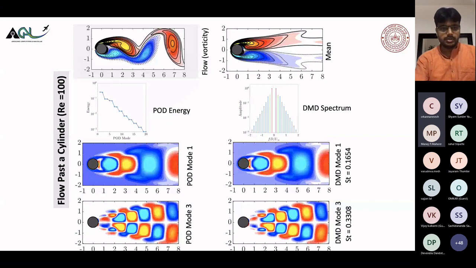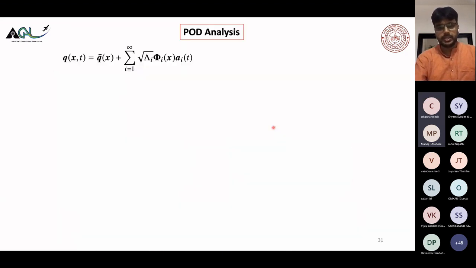Just to give you one example, the movie is not playing. So this is the flow past a cylinder at Re equal to 100, right? And this is how the periodic energy looks, and this is how your modes look. This is the mean vorticity, and this is the instantaneous velocity field. These are the modes, and if you add different numbers of modes, you will find flows which resemble the original flow. That's called a reconstruction of the flow. Similar things happen with DMD also, but I will not go into the detail here.